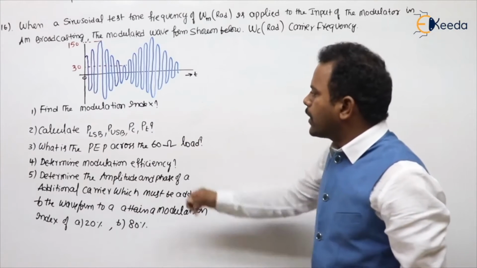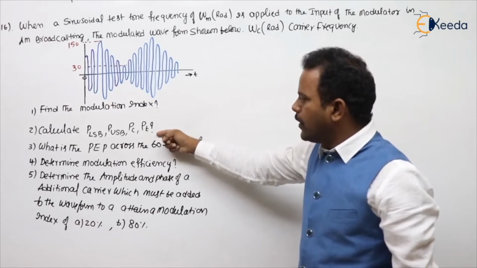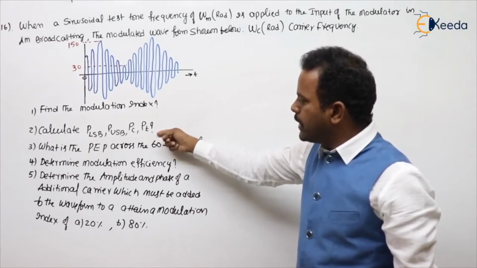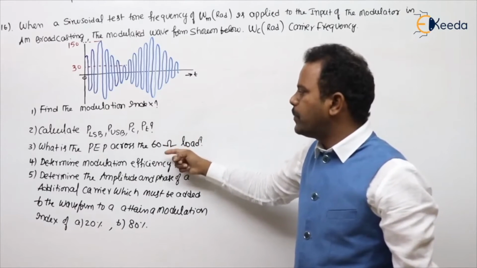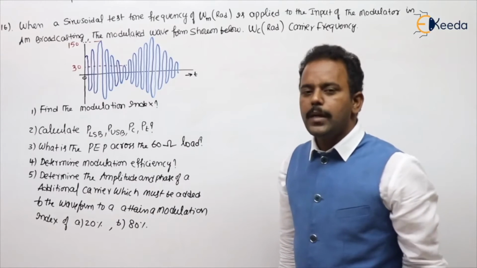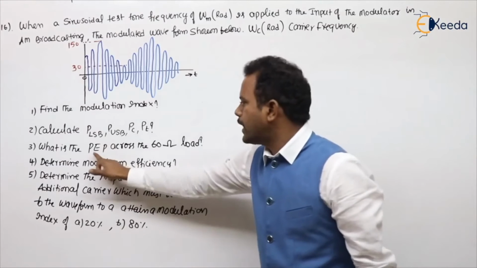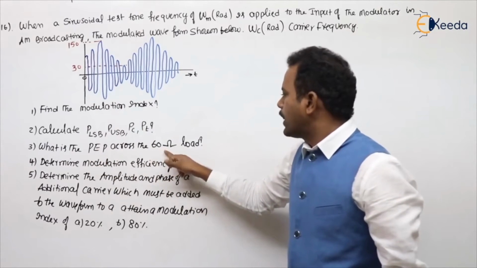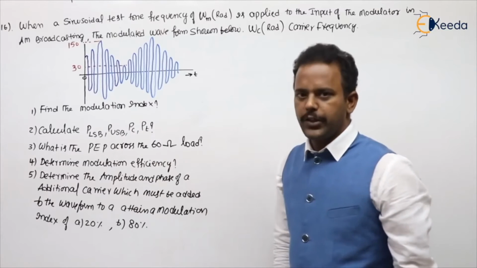Now what we need to calculate: in the first question, find the modulation index. Second question, calculate LSB, USB, PC, PT powers. Third problem, calculate the PEP. PEP means peak envelope power, over a 60 ohm load. Fourth question, determine the modulation efficiency.